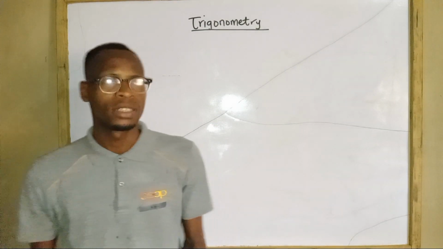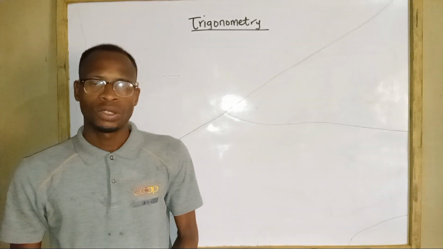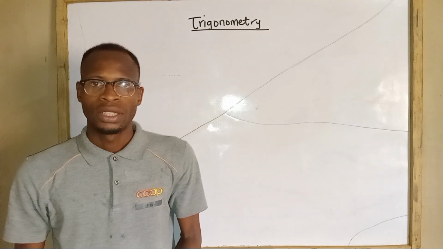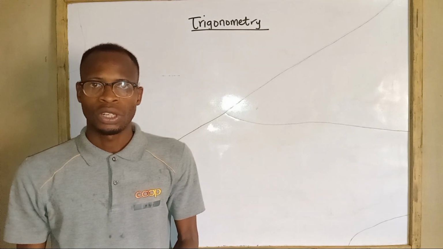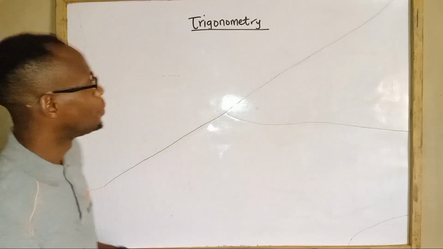Today we'll be looking at trigonometry. What is trigonometry? Trigonometry is the study of triangles in relation to their angles and sides. Again, trigonometry is the study of triangles in relation to their angles and sides, or to sides and angles. So let me put that in words here.